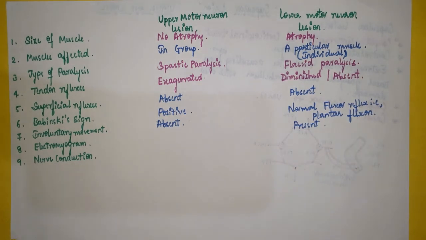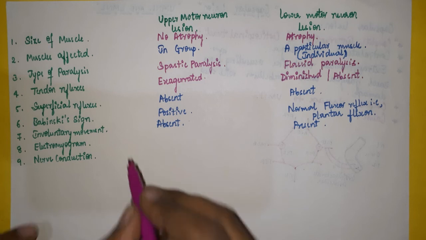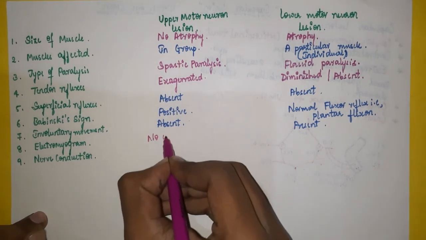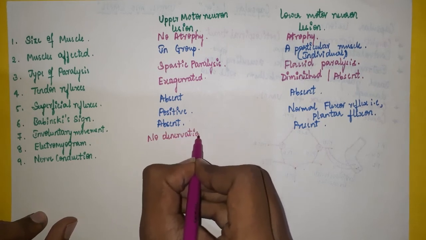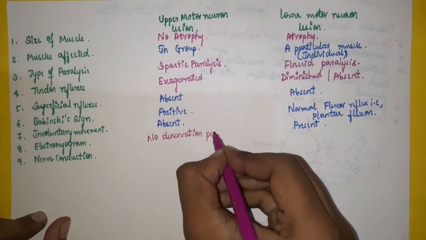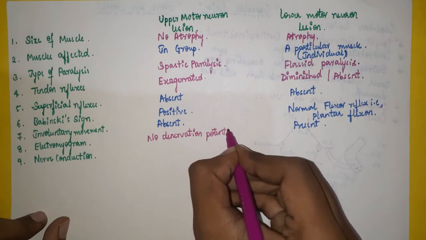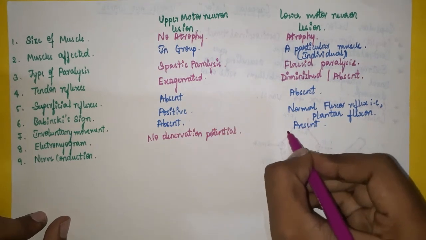What is the change in electromyogram in an upper motor neuron lesion? The electromyogram change is that there is no denervation potential, but in the lower motor neuron lesion there is denervation potential in the electromyogram.